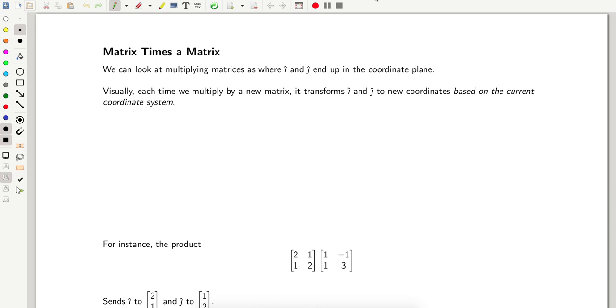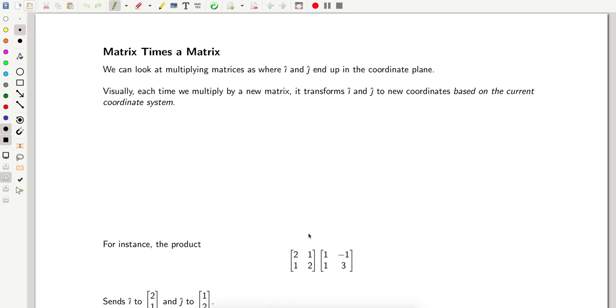Alright, in this video we're going to take a look at multiplying matrices a little bit more in detail and how it relates to the transformations for i hat and j hat. In our last video we saw every time we multiply by a matrix it transforms i hat and j hat into new coordinates and creates a new coordinate system. So visually, if we continue to multiply by a new matrix after that, it's going to take the i hat and j hat to new coordinates based on the current coordinate system we happen to be in.